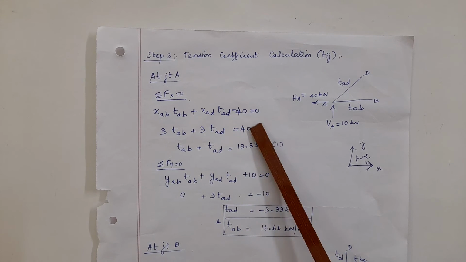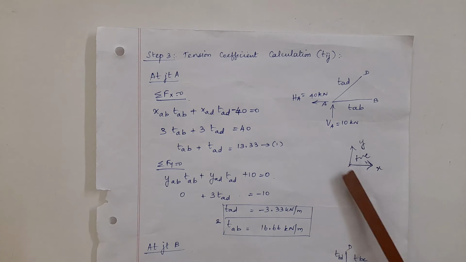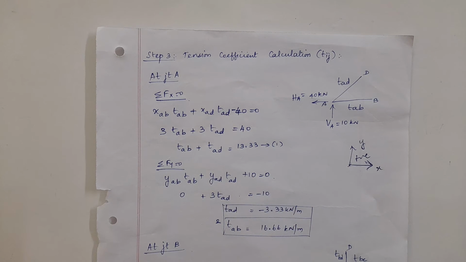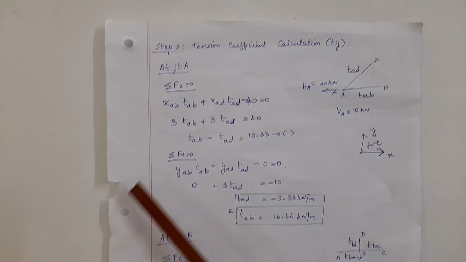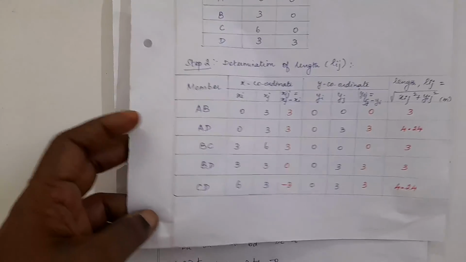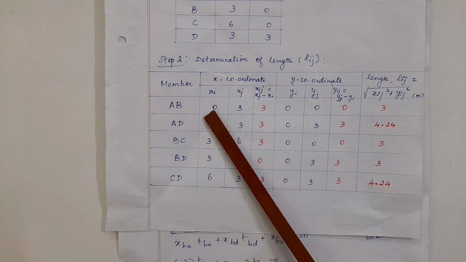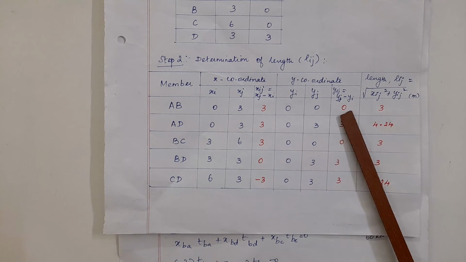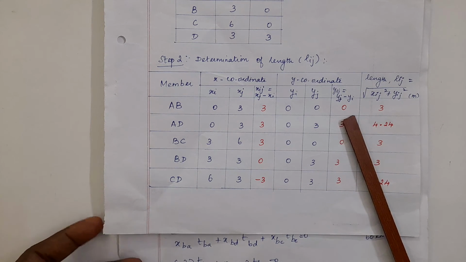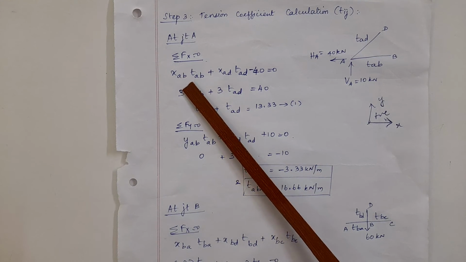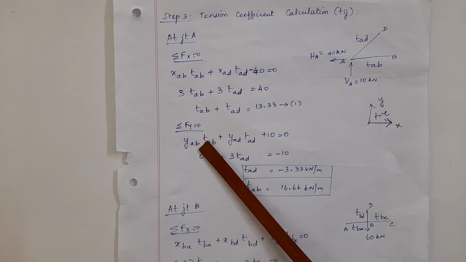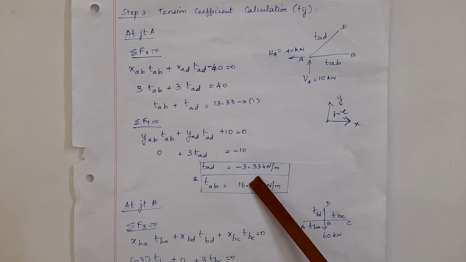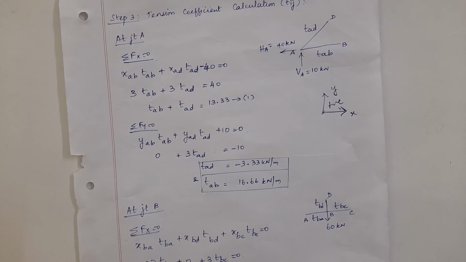My horizontal reaction here goes in the opposite direction of positive x. So I have put here as minus 40. Check table 2. X coordinate of AB is 3. In my second equilibrium equation, y coordinate of AB is 0. Same way AD, my second member. Let us check the coordinates of AD. X coordinate is 3, y coordinate is 3, and also if any horizontal force or vertical force acting at joint A. Simultaneously solving, we have determined the values of the tension coefficient values of AD and AB. Now let us proceed further to find the unknowns in other members.